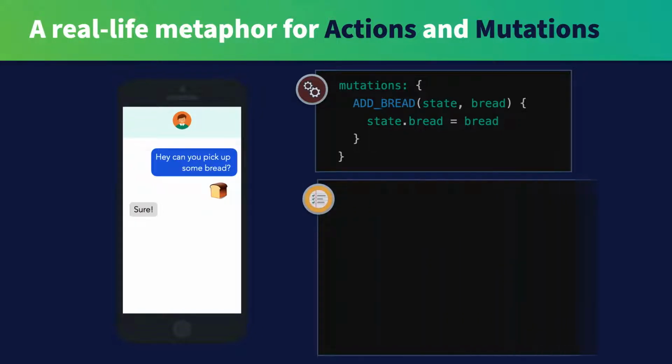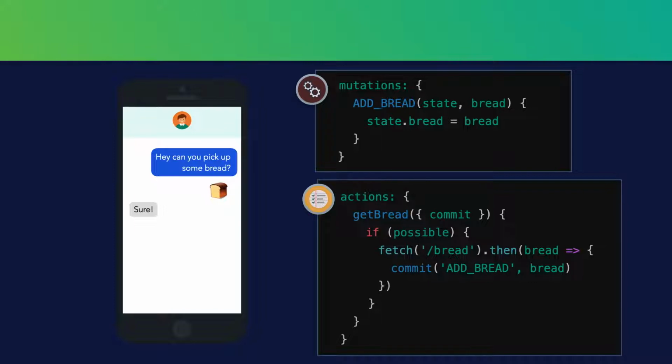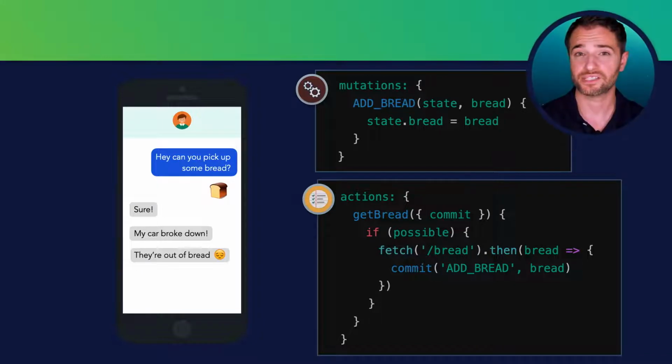Whereas the action would look more like getBread, where if possible, my friend is going to fetch the bread from the endpoint, in this case the market, and then if he's able to get it, we can commit the addBread mutation. Of course, there could be a number of reasons why my friend could not retrieve the bread. Perhaps their car broke down, or the store was out of bread. So an action is like expressing the intent for something to happen, for some state change to be made within our app. And the mutation is what actually performs that state change. It is what fulfills the intent of that action. Hopefully with this silly example, we have more clarity on the differences between actions and mutations. So let's head back into our example app and implement some actions.